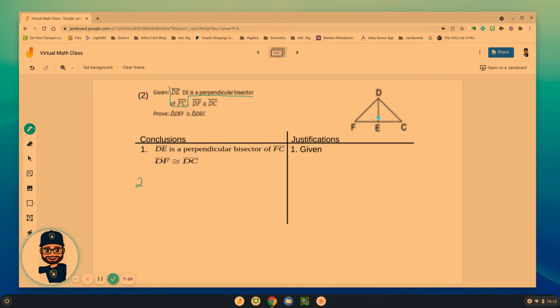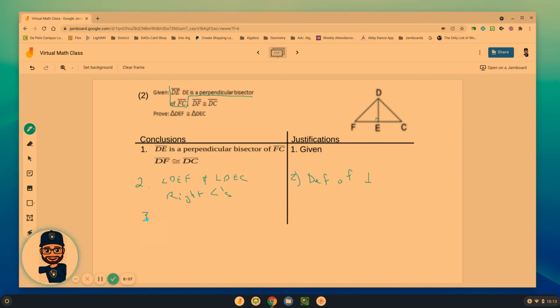Well, one of the things that it gives us is that these are right angles. Angle DEF and angle DEC are right angles. That is definition of perpendicular. Anytime two lines are perpendicular, they have to intersect at a 90-degree angle. So definition of, I'm going to use this symbol, definition of perpendicular.